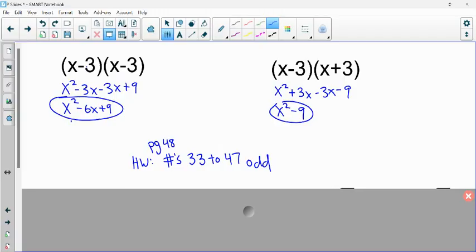Okay? So tonight, it's a little different than the board. We didn't quite get as far as I thought, but it's fine. Just do 33 to 47 odd. Okay? 33 to 47 odd.